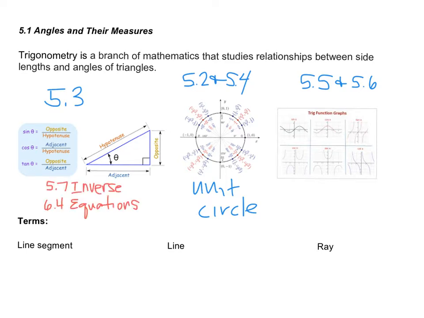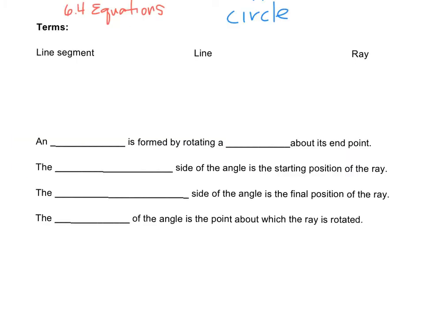The other two sections that we will cover are 5.7, which covers inverse trig functions, and 6.4, which covers equations with trig functions. Now for some terminology. A line segment is a line that connects 2 points. A line continues to negative and positive infinity. A ray is a combination of those two things that starts at a point and continues to infinity in one direction. An angle is formed by rotating a ray around its endpoint.